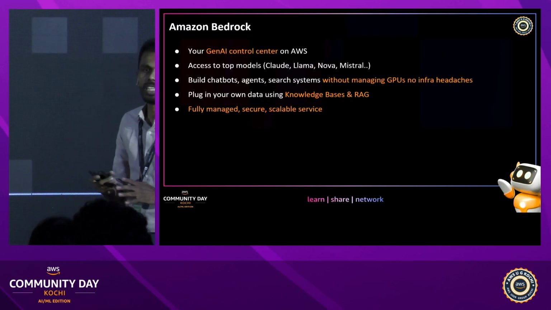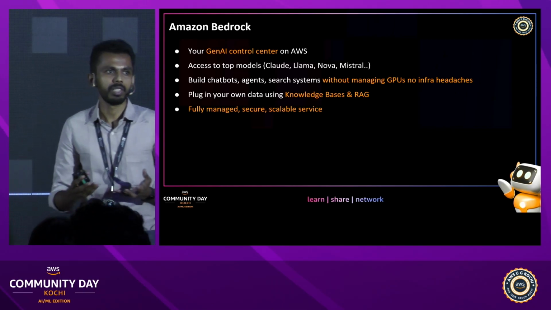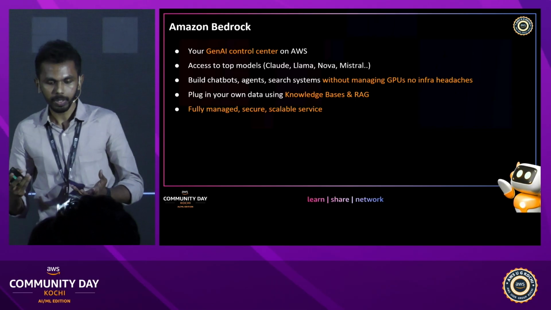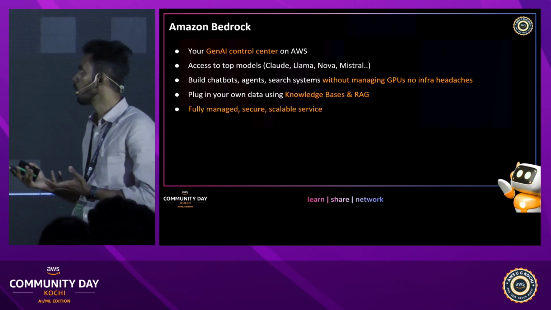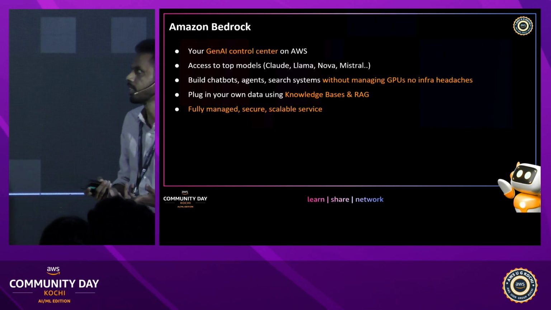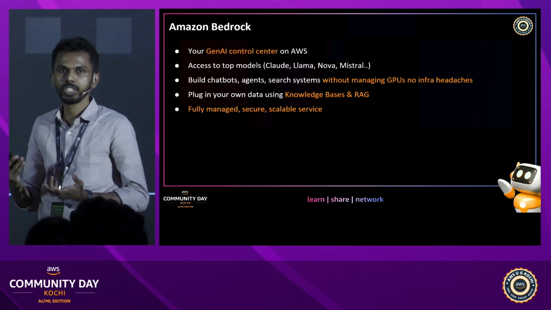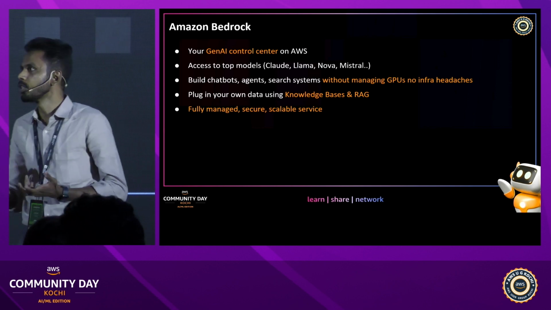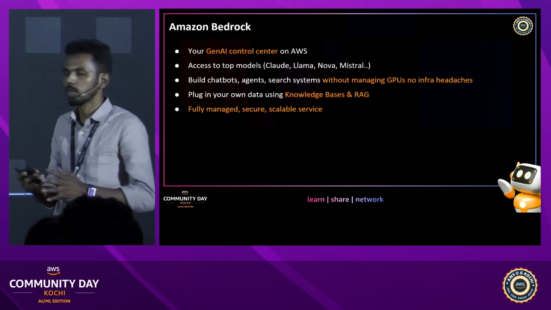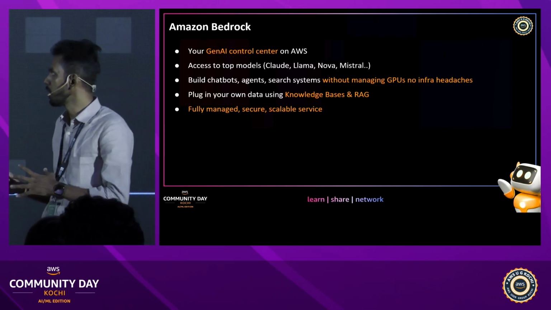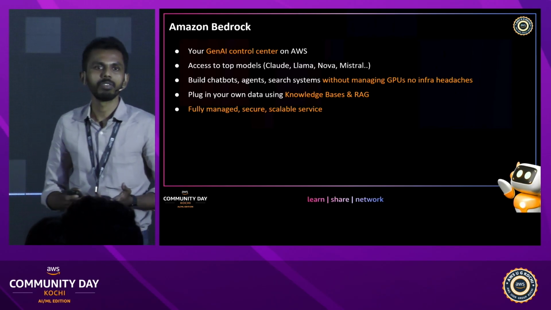Okay. So you can think of Bedrock as your generative AI control center on AWS. Instead of building a model from scratch, Bedrock gives us access to some of the top leading models available in the market, like Claude, Llama, Nova, Mistral, etc. So you can build chatbots and agentic search systems without needing to worry about GPUs, scaling, or infrastructure. Everything is taken care of by Bedrock. We just need to plug in our data using knowledge base and RAG, and that's it. We can see that in a minute in the upcoming slides. Apart from that, it's a fully managed, secure, and scalable service offered by AWS.